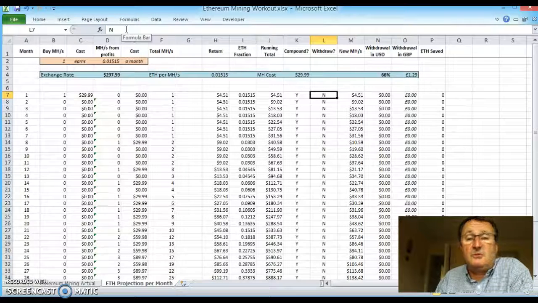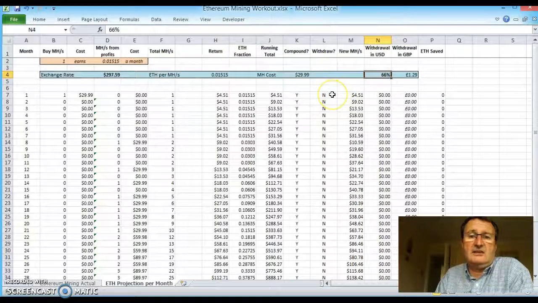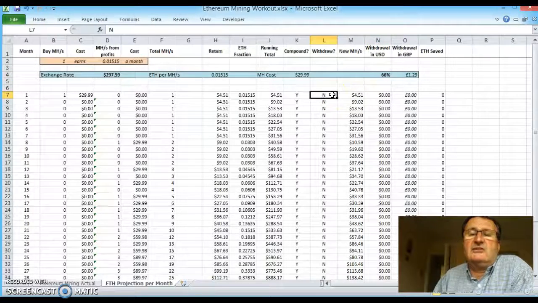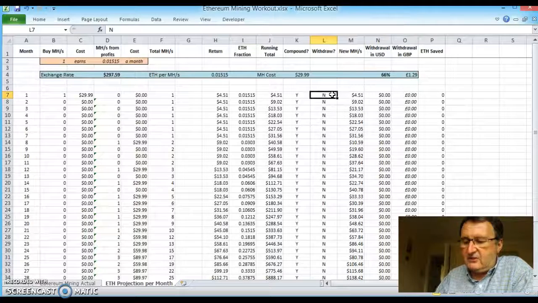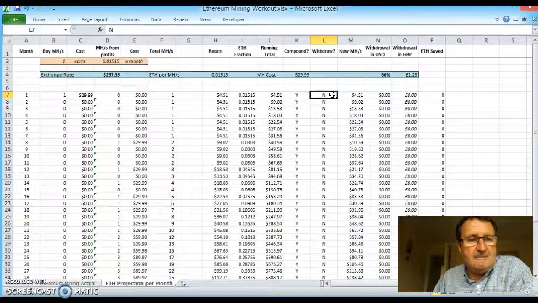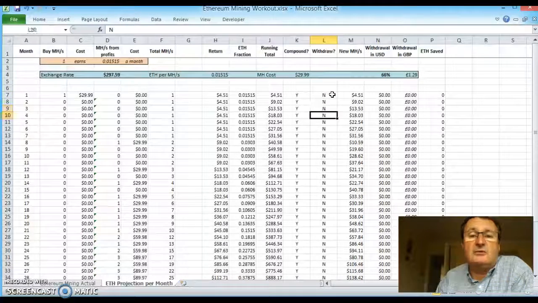Here we've got withdrawal. Do we want to withdraw anything? Well, no, we don't. But if we did, the amount of money we'll be withdrawing would be up here, 66%. You can change that to 33% or 25%. It's entirely up to you. But I've set it at 66% on the basis that I want to take a third out and keep as Ethereum, reinvest a third in more mining, and also spend a third as well. So that's just my idea, but whatever it is you want to do, you can change that accordingly. But at the moment, we're going to compound it completely. We're not going to withdraw anything.